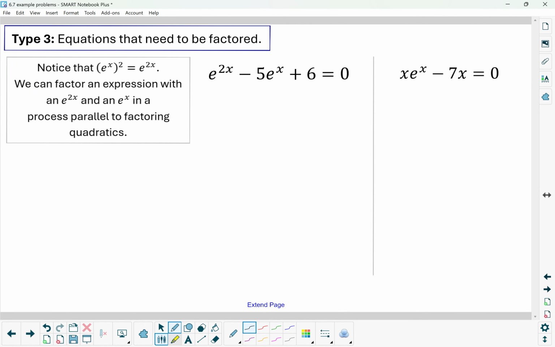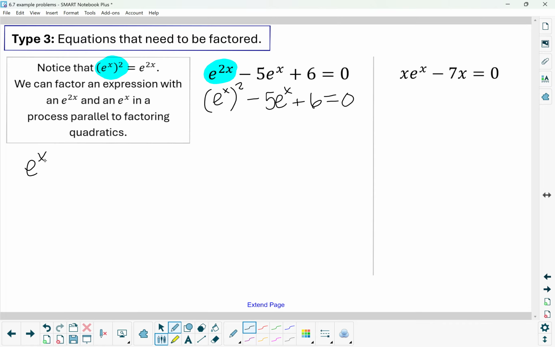So what you need to sort of realize is that this e to the 2x, it's the same as an e to the x squared. So if it helps you to write it that way, you can. But that's what an e to the 2x is. And if you're like, man, why is that? I guess I can kind of show you.